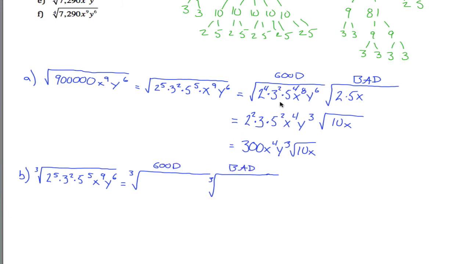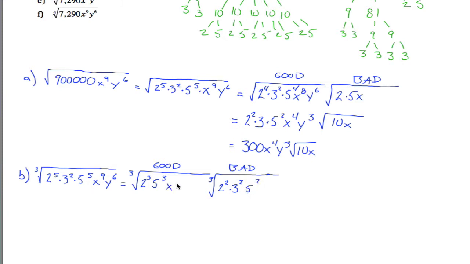Whereas up here I just needed pairs of them to be on the good side, now I need triplets of them. I need 3 of a kind to be on the good side because they have to be perfect cubes. So 2 to the 5th, I could put 3 of them over here, but then I'm still left with 2 over here on the bad side. 3 squared, there's nothing good out of that. I'm just left with 3 squared over here. 5 to the 5th, I could put 5 cubed over here, and I'm left with 5 squared over here.